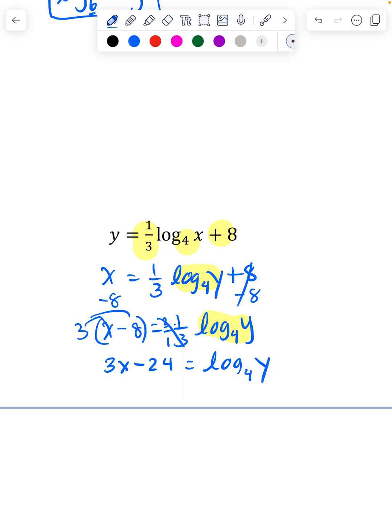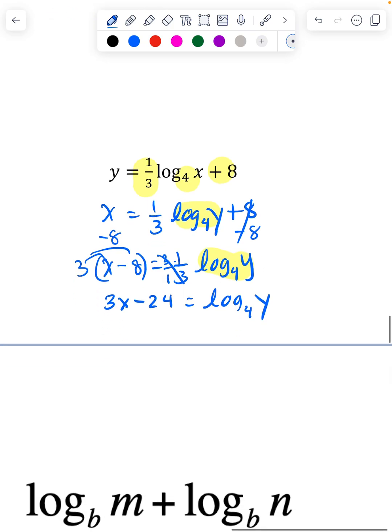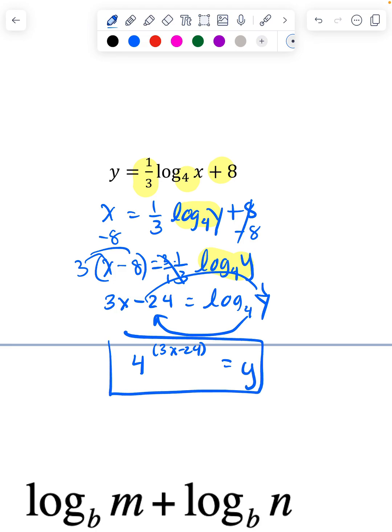Well, now that I have a log alone, I rewrite it as an exponent. I start in the base. This whole thing, 3x minus 24, becomes the power. And then I come back around to get that y. And so in the end, I'm done.